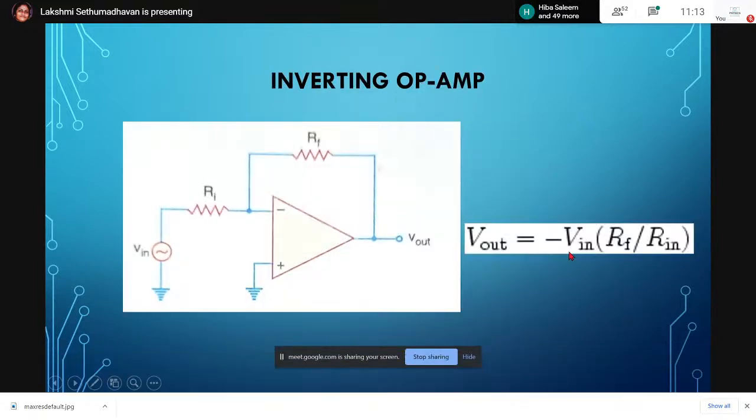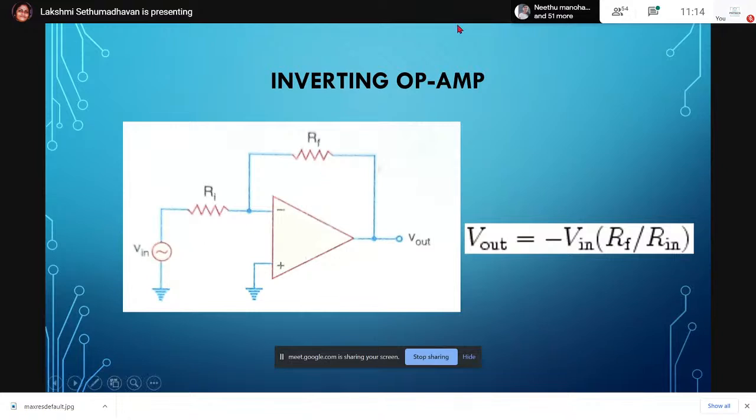Now coming to the inverting op-amp. This is a feedback system. This is the input resistance. This is the feedback resistance. So here you are giving the input at this terminal. This is pin number 2 for IC741. This is the inverting mode of operation. That is, if you put a sine wave over here as an input, it will get inverted at the output. It will become a cos wave.